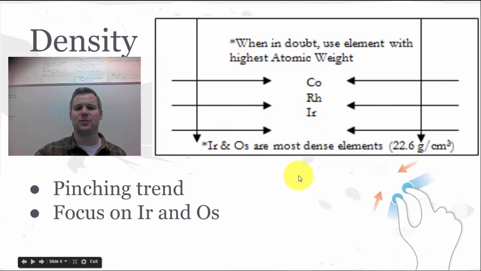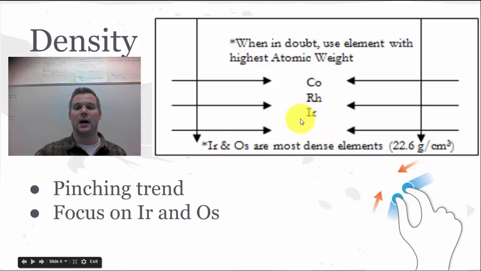Density, so this is a pinching trend, different than the other trends that we've already looked at. As you go towards the middle of the periodic table and as you go down the periodic table, the values get higher. So the key for density is to focus on the two highest ones. You have iridium and osmium. Now specifically this column, cobalt, rhodium, iridium, have the highest values. So as you pinch towards these, the values get higher. And then iridium and osmium have the highest. They're neighbors next to each other.